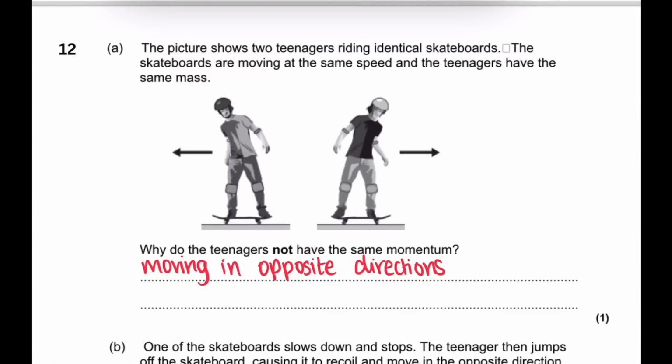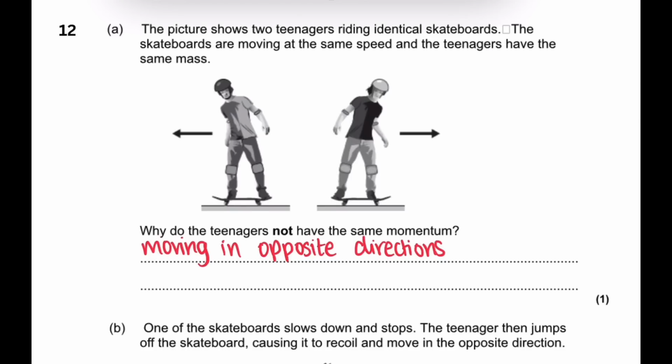Question number 12. The picture shows 2 teenagers riding identical skateboards. The skateboards are moving at the same speed and the teenagers have the same mass. Why do the teenagers not have the same momentum? First thing, remember that momentum is a vector quantity, which means it has to have direction. So you can tell that both of them are going in different directions, so they have different momentum.